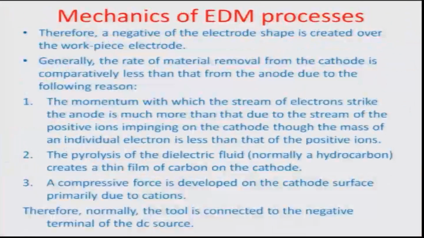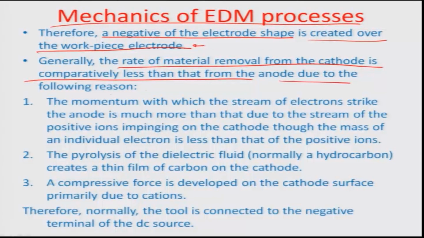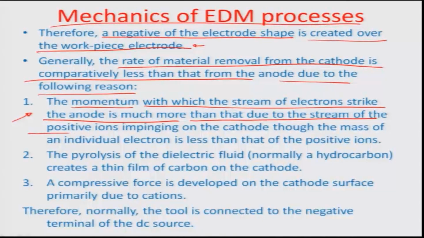Having said that, let us learn a little bit about the mechanics of the EDM process. The first important aspect here is that a negative of the electrode shape is created, okay. I just told you in the last step how it is a die sinking process, and generally the rate of material removal from the cathode is comparatively lesser than that from the anode, and more because of two reasons. I think I have pointed it out in summary. The momentum is one of the reasons. The momentum with which the stream of electrons strike the anode is much more than that due to the stream of positive ions impinging on the cathode.